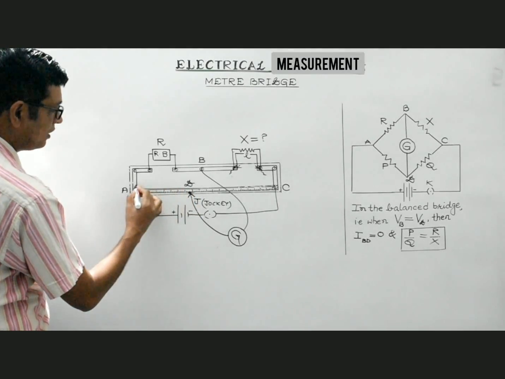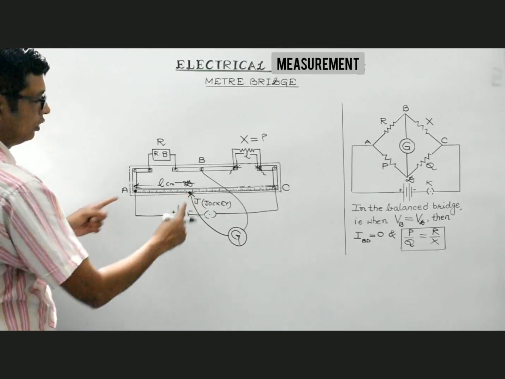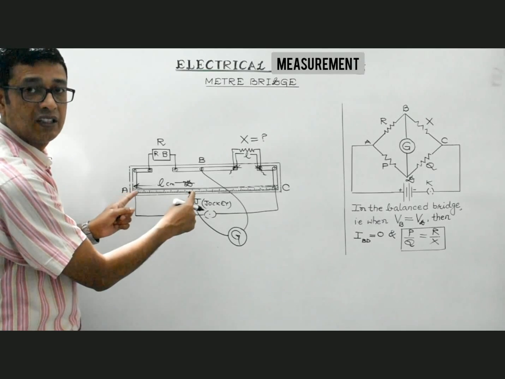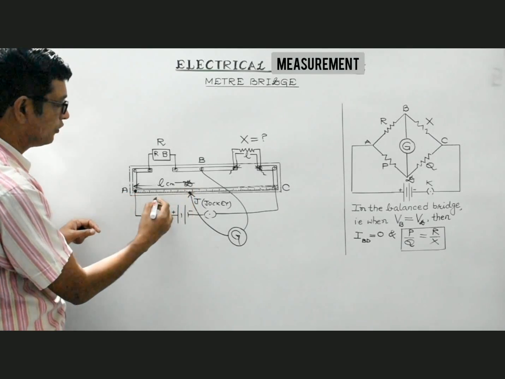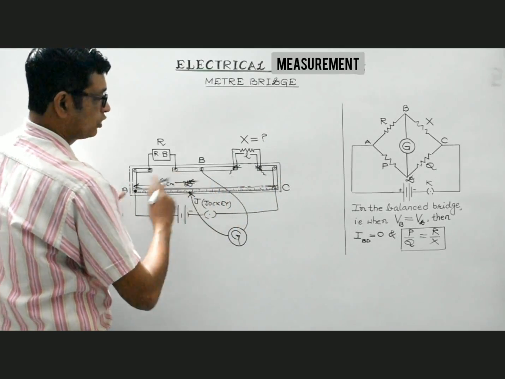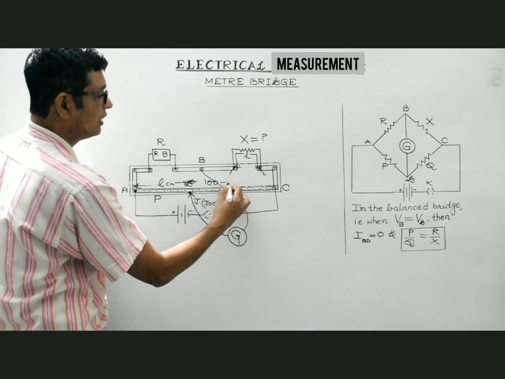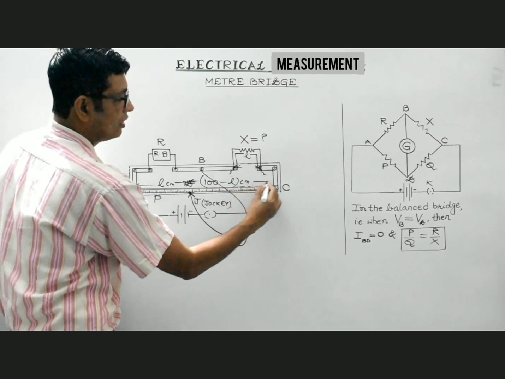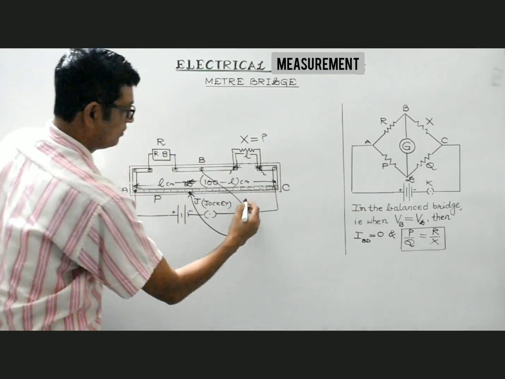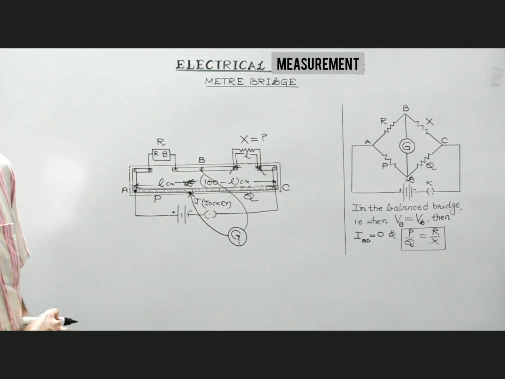Suppose this is the balancing point and suppose this is L centimeter. So, AD portion, this portion which is the length L of the standard resistance wire, offers resistance P. While the other portion, it is of 100 centimeter length, so if this portion is of L centimeter, the rest of the portion will be of length 100 minus L centimeter. So this portion of the standard resistance wire will offer resistance Q. So now the circuit is complete, right?